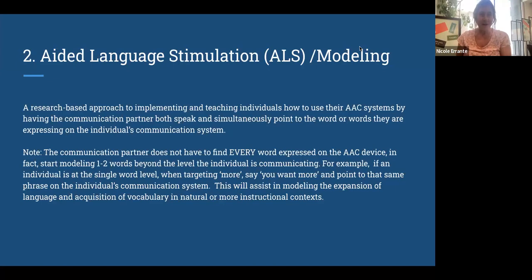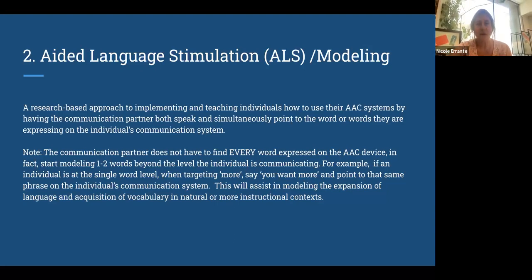So this is a very important part of the presentation, and something you'll hear from your speech language pathologist over and over is aided language stimulation. Another word for that is modeling. There's just a little definition here. It's research-based, but basically you want to provide input for kids and any learner using the mode that they're going to express themselves.